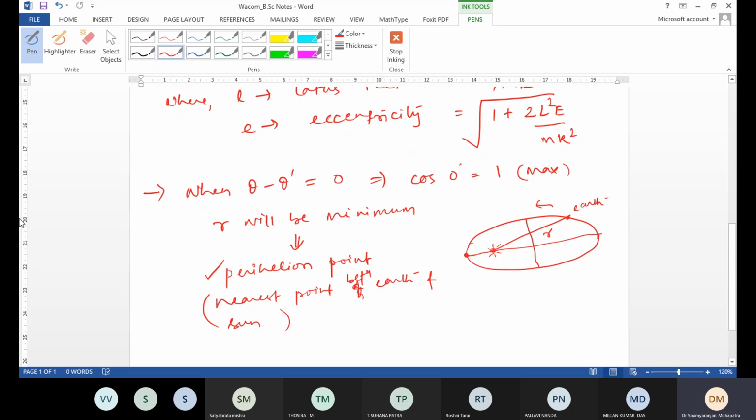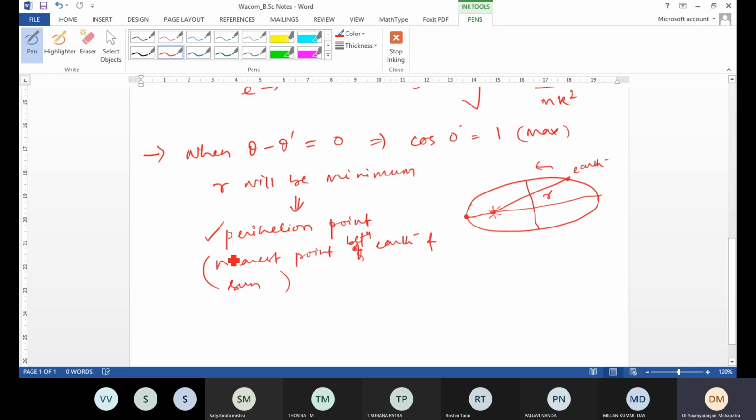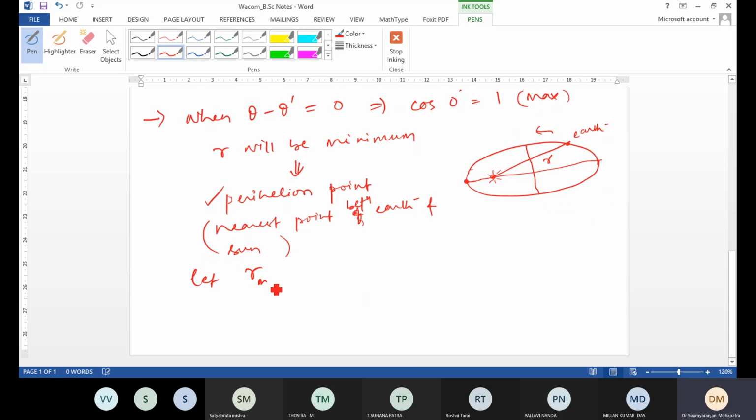So in this case, let R minimum be R1. So L by R1 is equal to 1 plus E. This implies R1 is equal to L by 1 plus E. This is equation 18. So we found this R1, the minimum point at the perihelion point. This is the equation for the perihelion point. That means, for example, when Earth is close to the Sun.